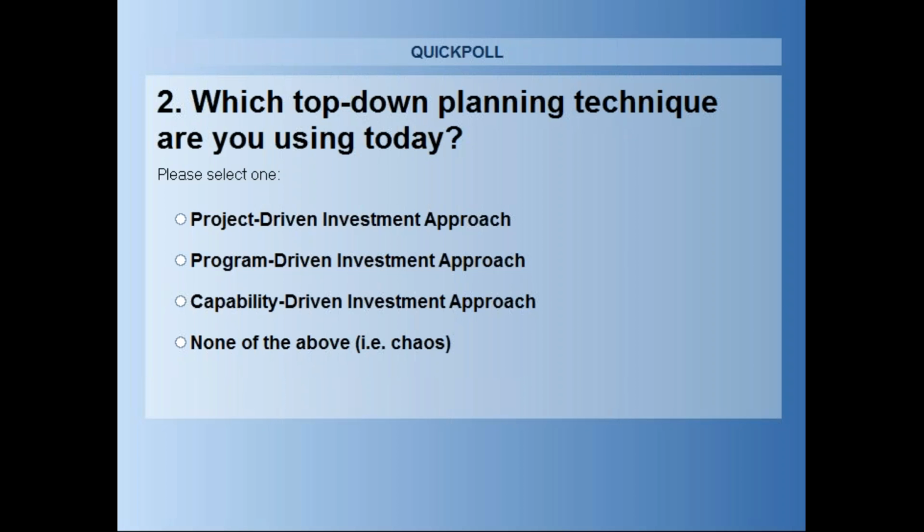And of no surprise, the three approaches are listed here. There is an option for none, which could mean we're still on that first come, first served basis. Maybe you're an IT organization where the prioritization and selection of investments are done outside of your process and you're acting more as a partner, but yet an order taker to the business from a project execution perspective. So project-driven, program-driven, capability-driven, or none of the above. Another 5 seconds and then we'll close the poll.